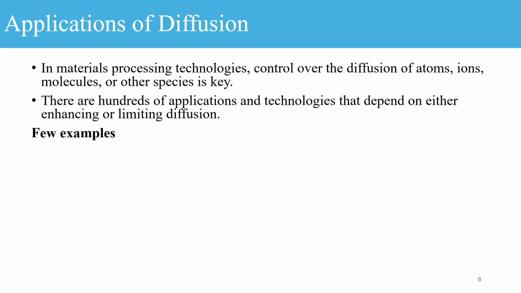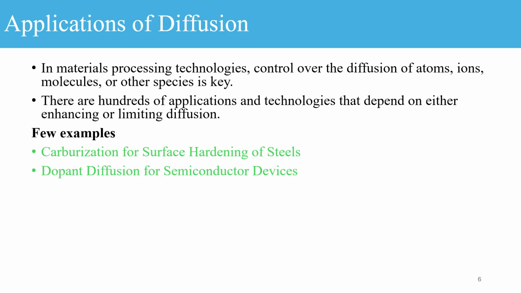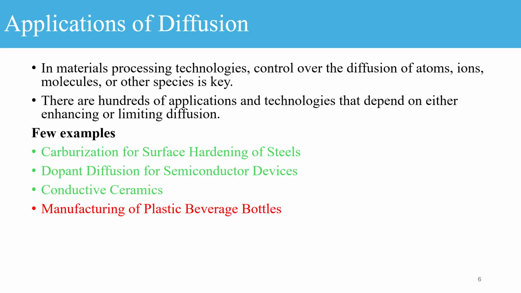There are different applications of diffusion. In materials processing technologies, the control over the diffusion of atoms, ions, molecules, or other species is very important. There are hundreds of applications and technologies that depend on either enhancing or limiting diffusion. For example, carburization for surface hardening of steel, dopant diffusion for semiconductor devices, conductive ceramics, manufacturing of plastic beverage bottles, oxidation of aluminum, and coating of thin films are some of the examples of diffusion.